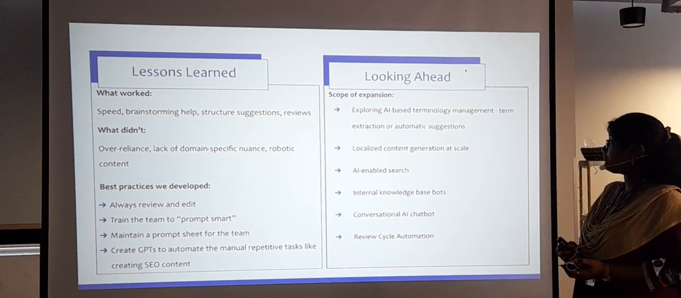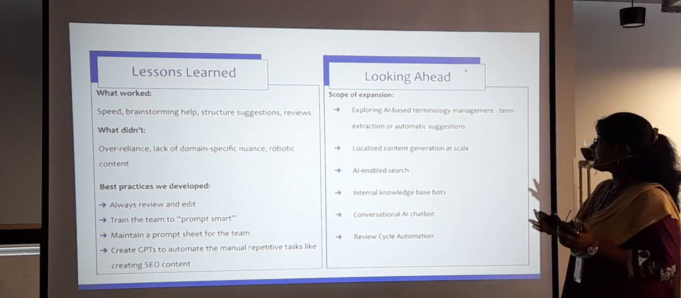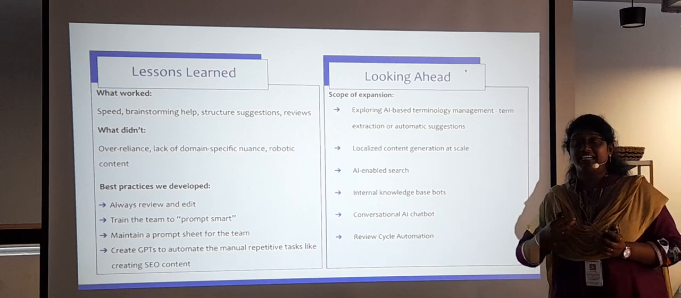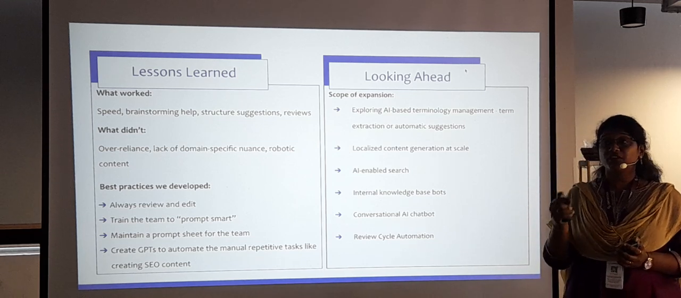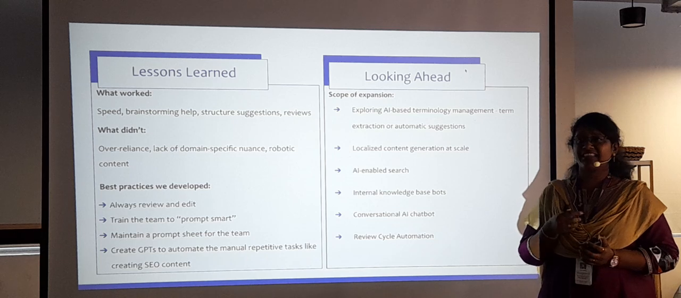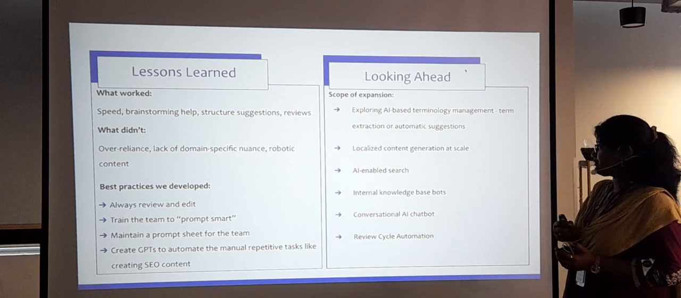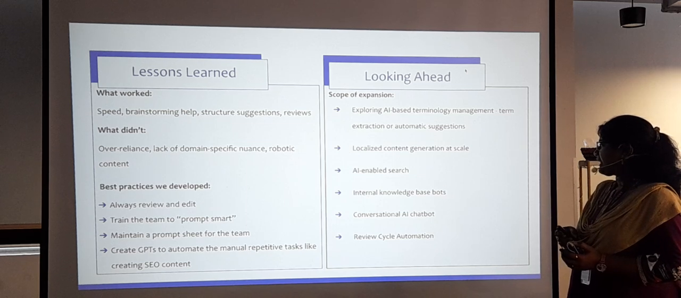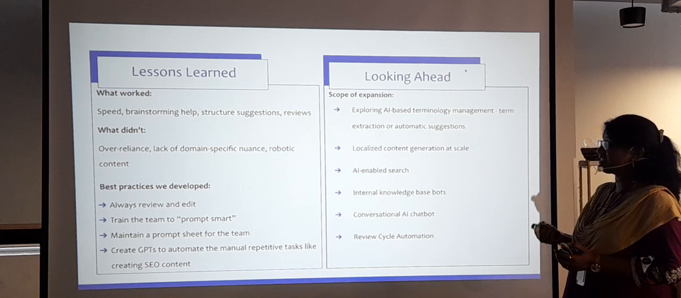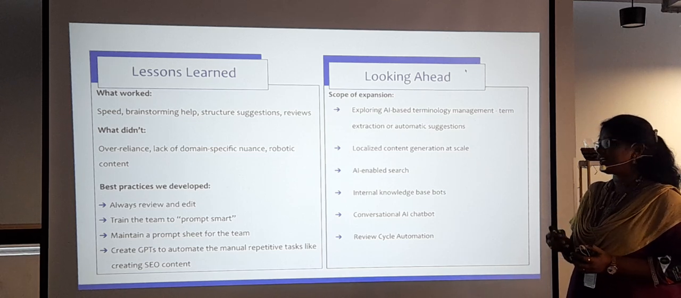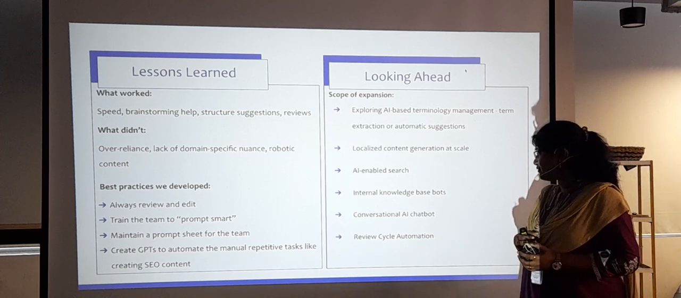Coming to the scope of expansion, we are planning to build a terminology guide that we can feed to the model, so that whenever the writers are drafting, the model itself can start auto-suggesting. That way we can build consistency with the usage of keywords and variables, the localization of the content, and AI-enabled search. We are also planning to build our own knowledge bots for the writers themselves so that they can get unblocked wherever they are stuck, a conversational AI chatbot, and also review cycle automation.